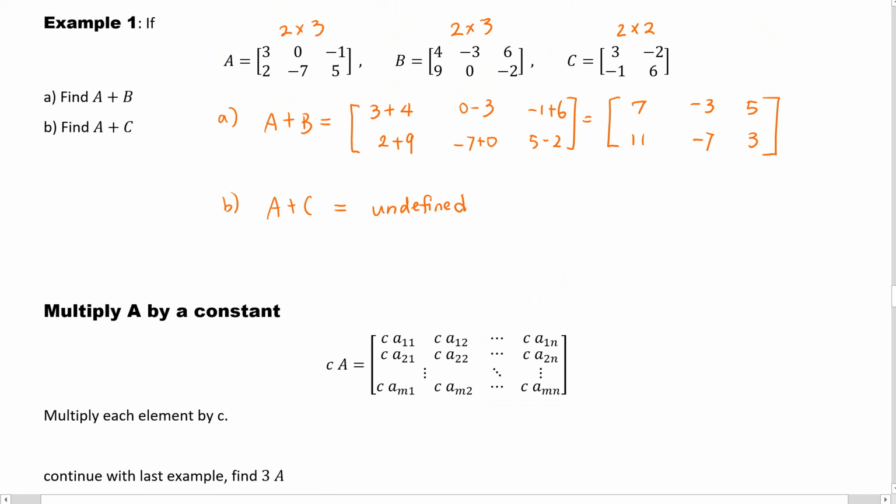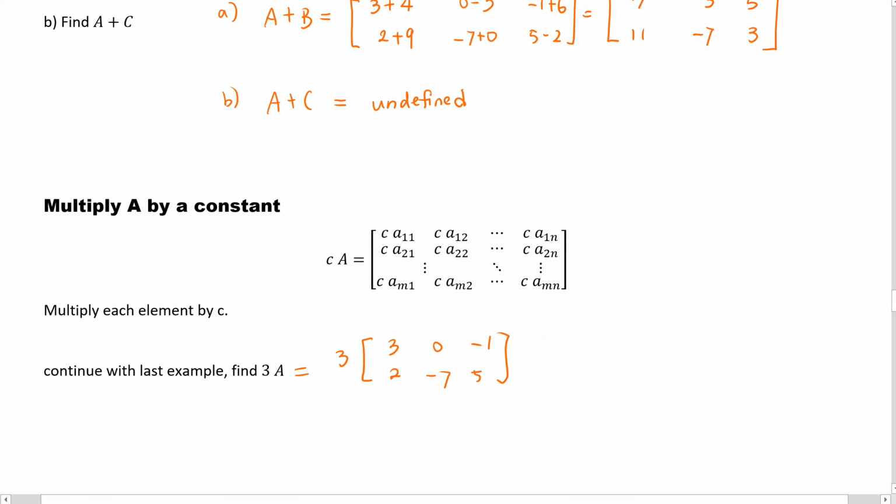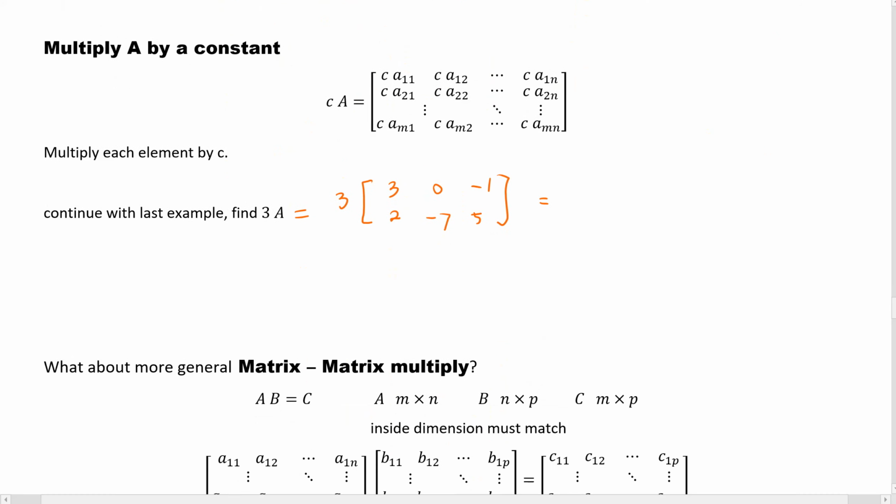So A is there. 3A is 3 times the matrix 3, 2, 0, negative 7, negative 1, 5. Okay, so we have 3 times each entry. 3 times 3, 9. 3 times 0, 0. 3 times minus 1, minus 3. 3 times 2, 6. 3 times minus 7, minus 21. 3 times 5, 15. So far, so good, everybody. So we multiply each entry in the matrix by 3.